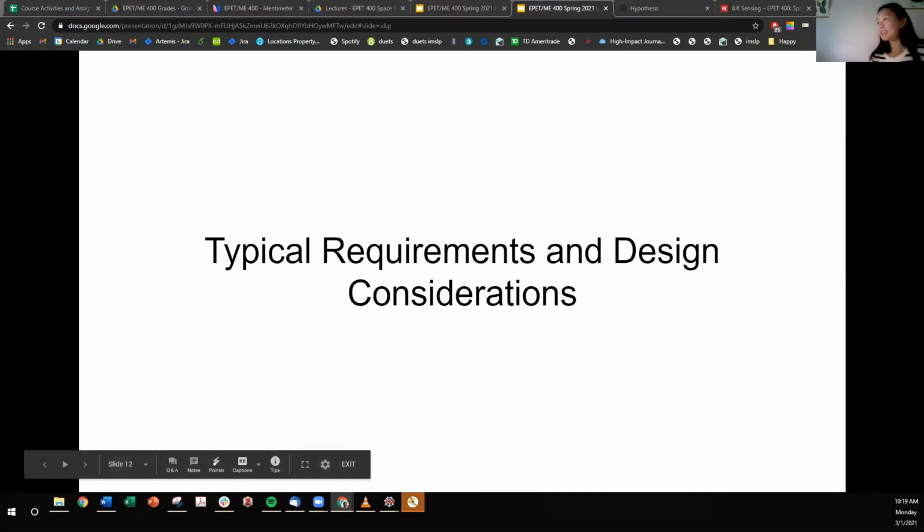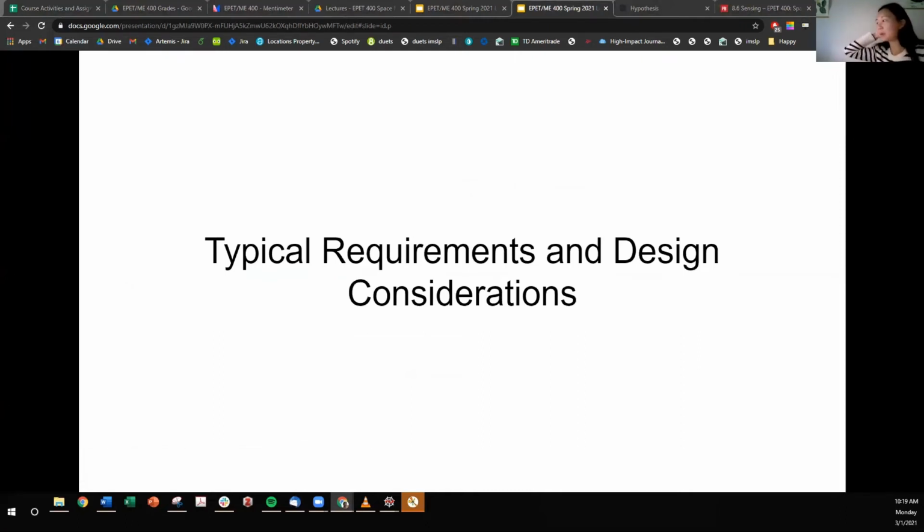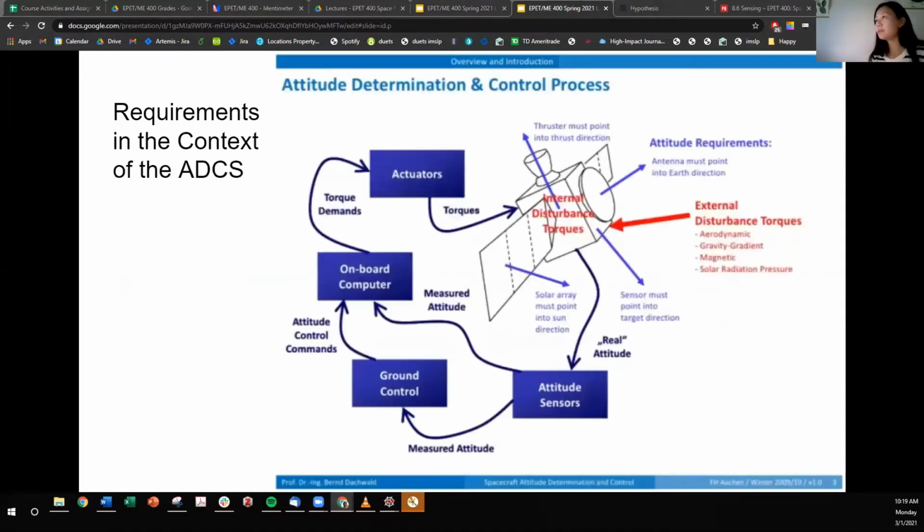All right, so let's get to it. Let's talk about typical requirements and design considerations. So here is an overview slide for the ADCS system. And we have requirements in the context of this larger subsystem.